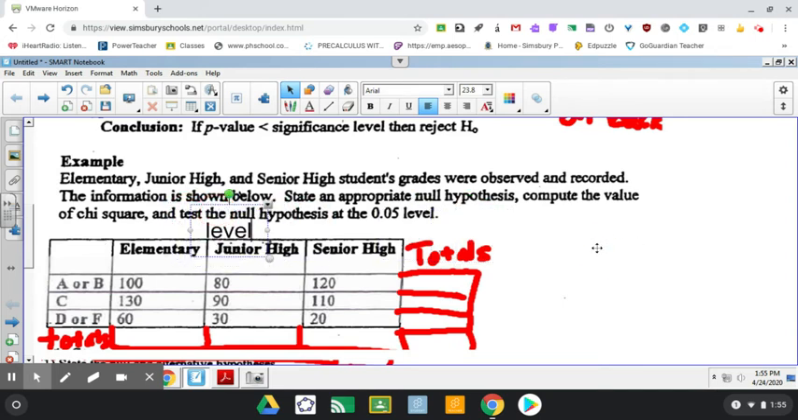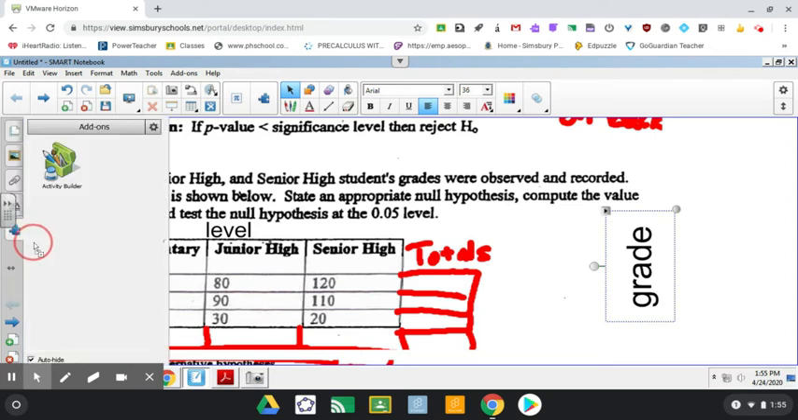And you're going to compare it to your grade that you get in each level. You probably have an idea of what the answer is going to be for this, but we're going to test it to see which one is true.